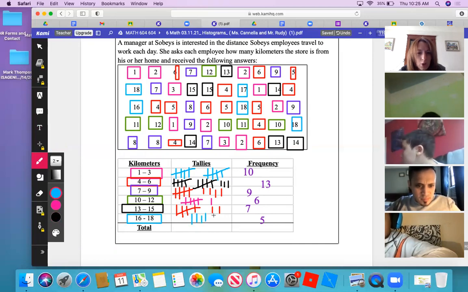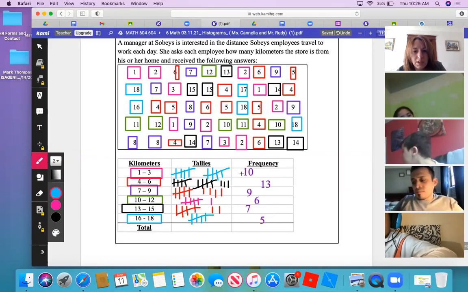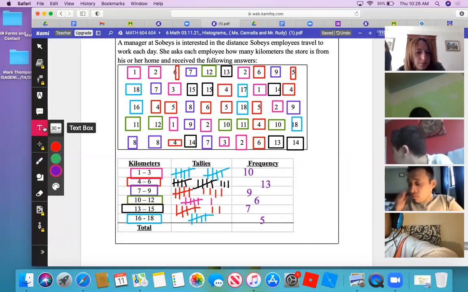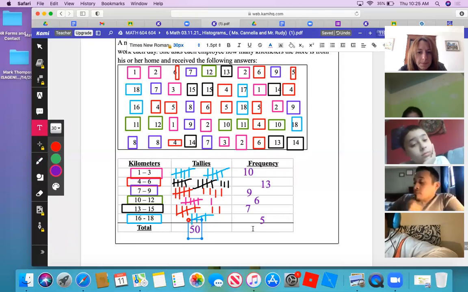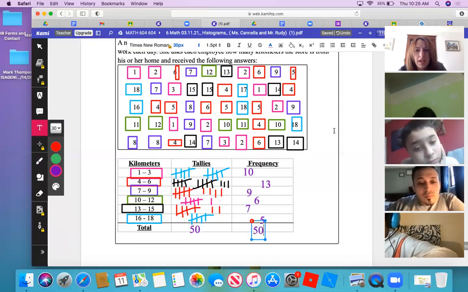Good. Okay, now the question is, whatever the tally equals, the frequency is equal, because this is tally marks and then this is translated into numbers. So what is the total amount of all these tally marks? What's 10 plus 13 plus 9 plus 6 plus 7 plus 5 equal to? What's the grand result? 50. 50 for both. Okay.